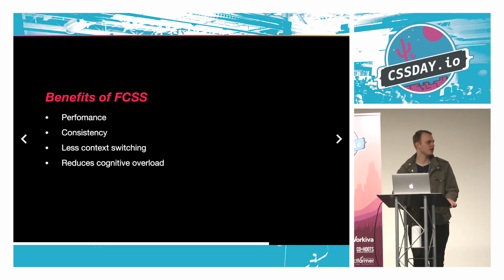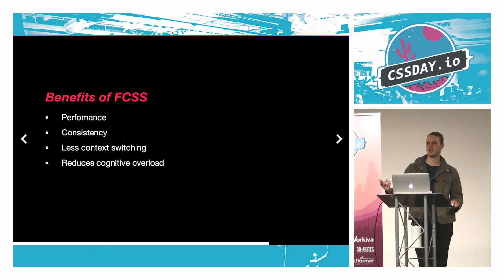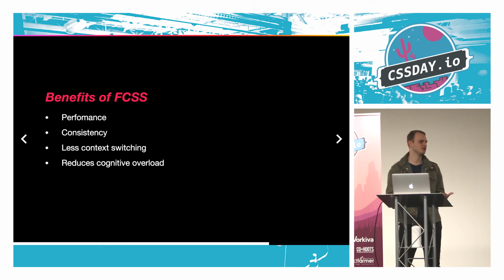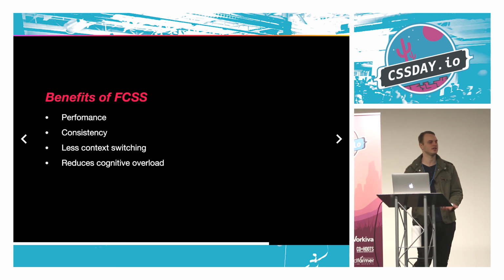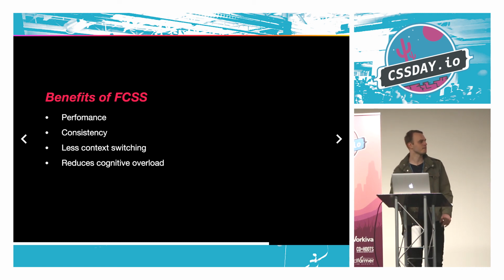It reduces cognitive overload. So when you look at a card class, you don't know exactly what that means. When you're looking at someone else's HTML, you have to then go and look at what styles are being applied. And it's harder to hold the whole system in your head. Whereas when you're looking at these functional classes, you can actually reason about what the style is that's going to be applied to that element by looking at the classes.